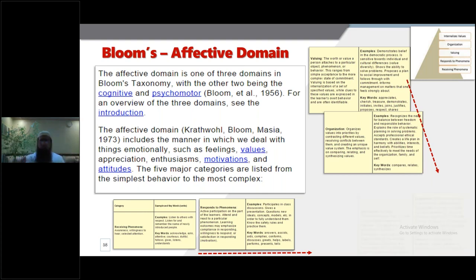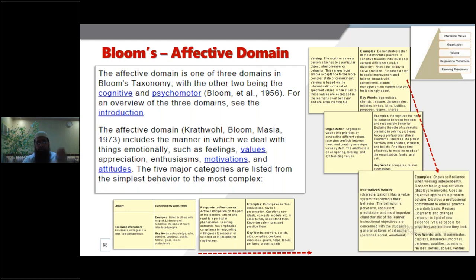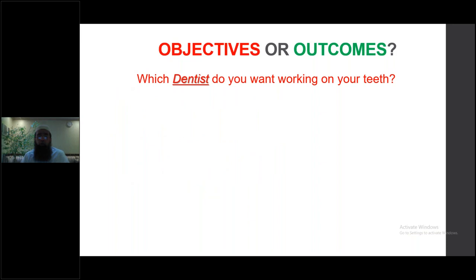So then we have valuing. It can be ethics and standards, organization of these particular values, and internalization, which is you form a characterization of yourself, and it is a consistent and very predictable behavior from this. There are actual examples where we in fact walk into these details. I just want to talk about some of these major problematic areas.